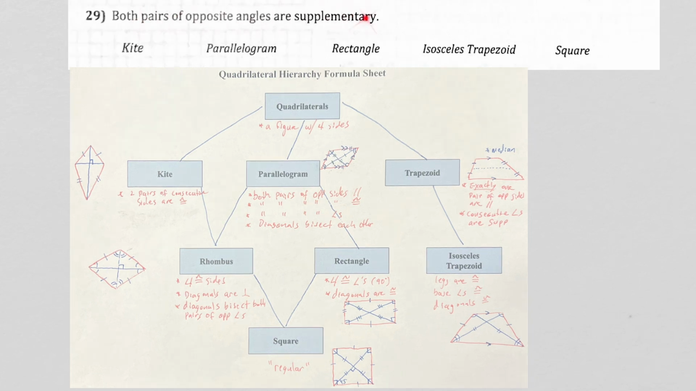Okay, both pairs of opposite angles are supplementary, meaning they add up to 180. Well, that's going to be true in a square and a rectangle because 90 plus 90 is 180. So that's obvious. In a square and a rectangle. That's also true with an isosceles trapezoid. This angle and this angle are going to add up to 180 because consecutive angles do. So if this angle and this angle add up to 180, and then we know that those two angles are the same, it's also true that opposite angles are going to be supplementary. And that's it.